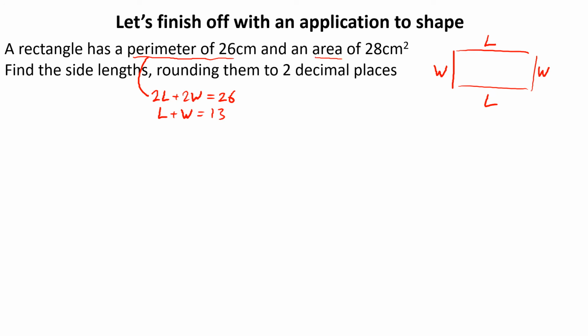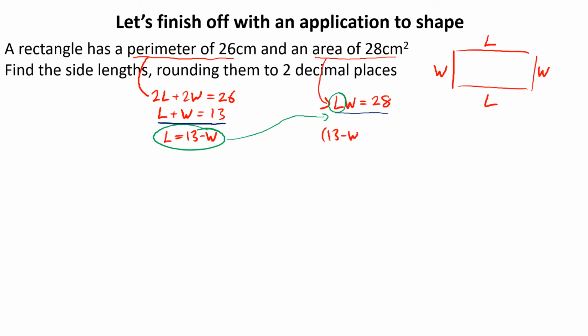For the second one, we've got an area is 28. Now how do you find area? You times the two sides together. So LW equals 28. So we've got our first equation here and our second equation here, and we're going to substitute one into the other. Now what are we going to substitute in? Well, we can rearrange that first equation to be, for example, L equals 13 minus W. And we can take that and we can place it where the L is in the other equation. So let's do that. We'll have 13 minus W times W is equal to 28.